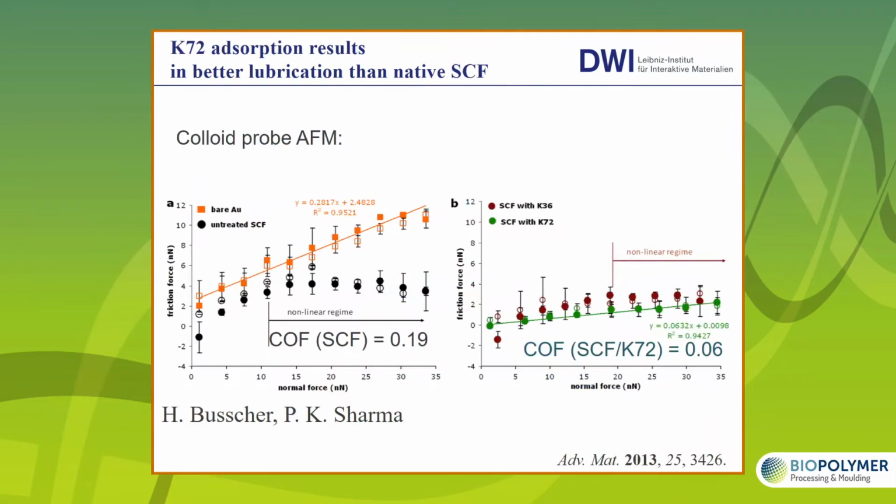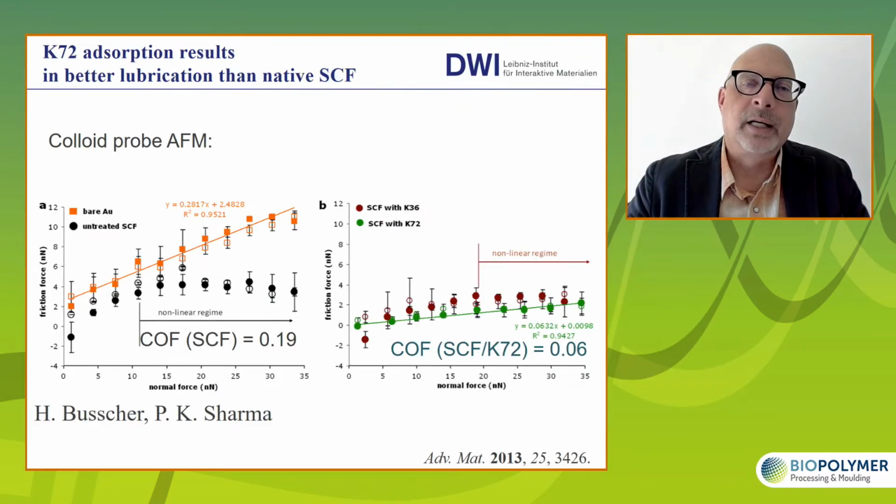Here are the experiments that prove my statement from before. On the left-hand side, you see the colloid probe AFM measurements that we did in collaboration with Henk Bücher and Professor Sharma. We have put a mucin layer on the surface, and then we measure the friction forces on this surface, and from the graph on the left-hand side we can calculate the coefficient of friction of human saliva, which is around 0.2.